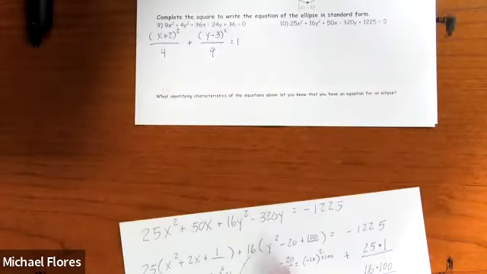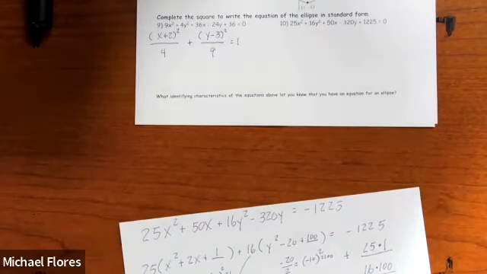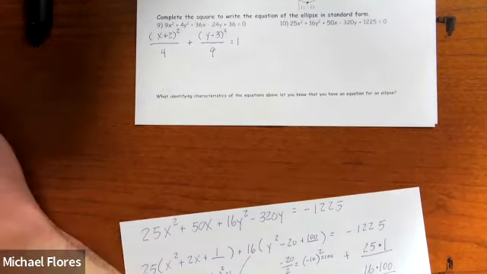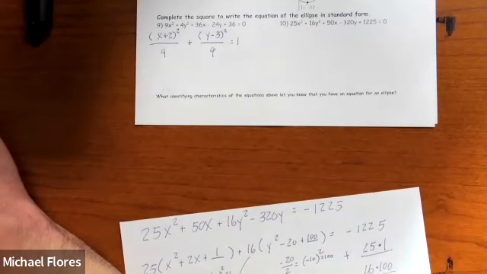Now, for this part here, what identifying characteristics of the equation above let you know that you have an equation for an ellipse? Well, you may have noticed that your x squared and your y squared are going to have different numbers. They're going to be positive, and your ellipse needs to be equal to 1. So write that down in whatever way makes sense to you.